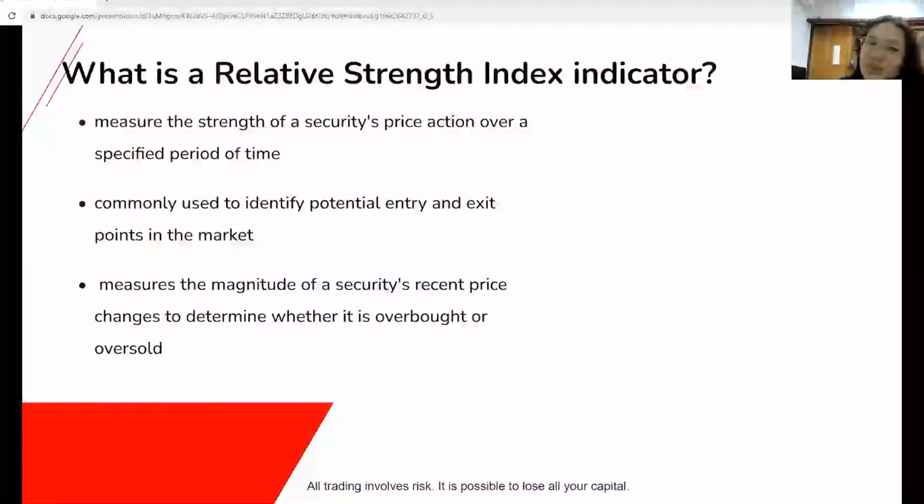I'm also curious to know whether you guys use RSI or Stochastic yourselves when you're trading, because it's a pretty common indicator that we like to use as well. I'm just curious to know how many of you guys use this daily or frequently for your trading.